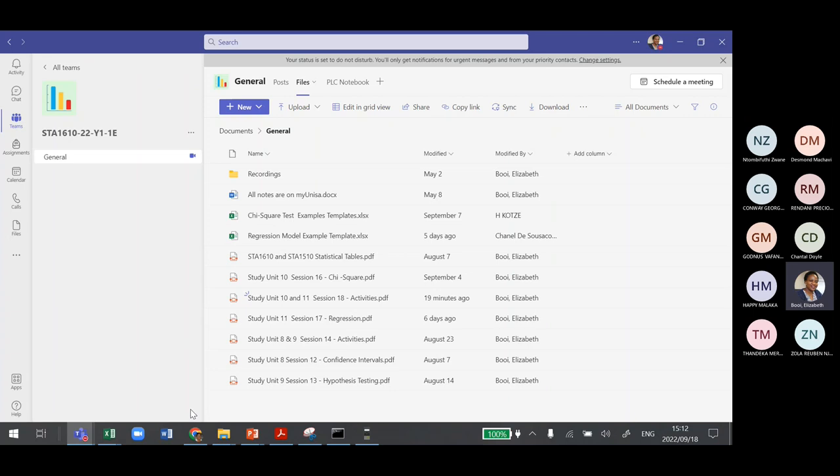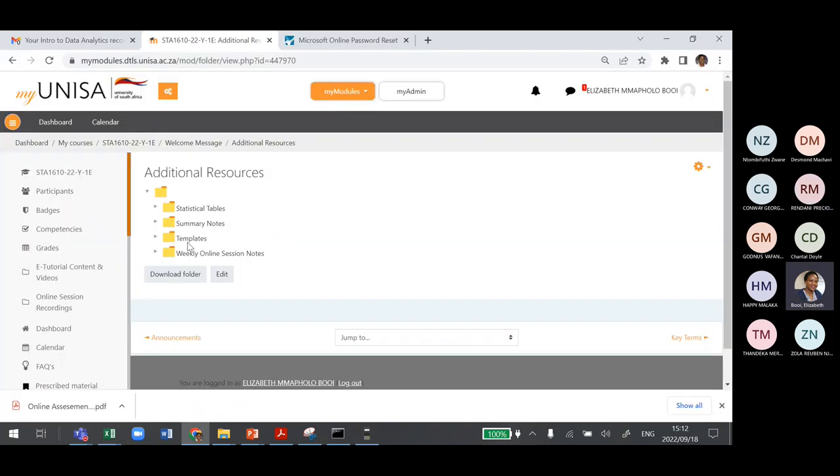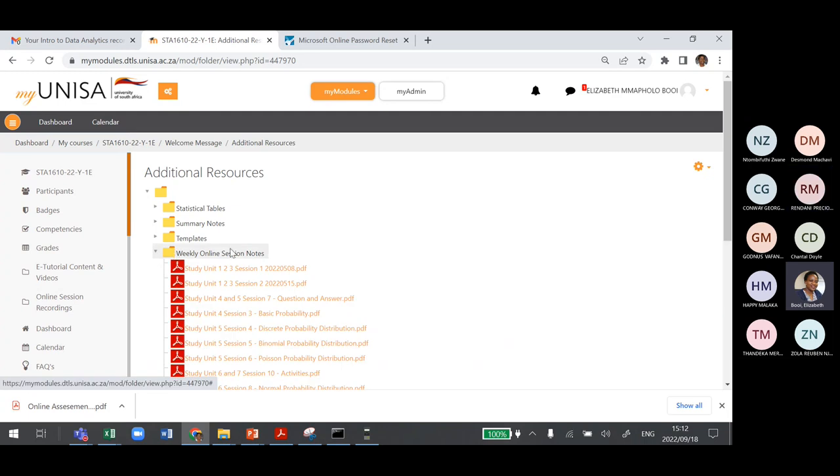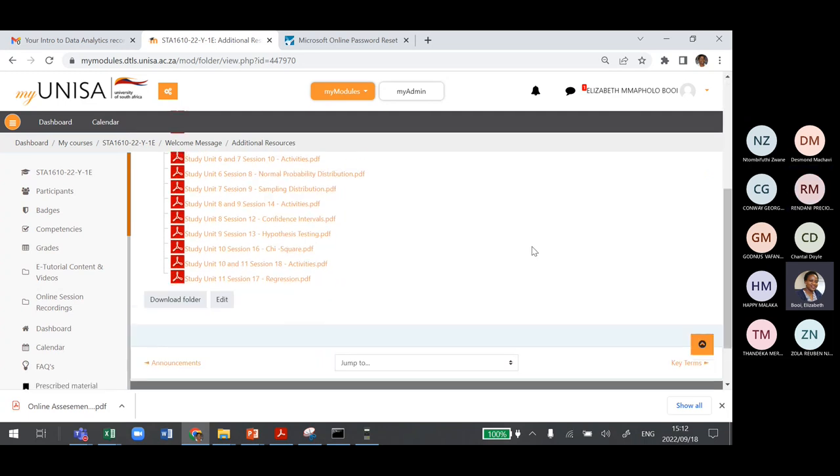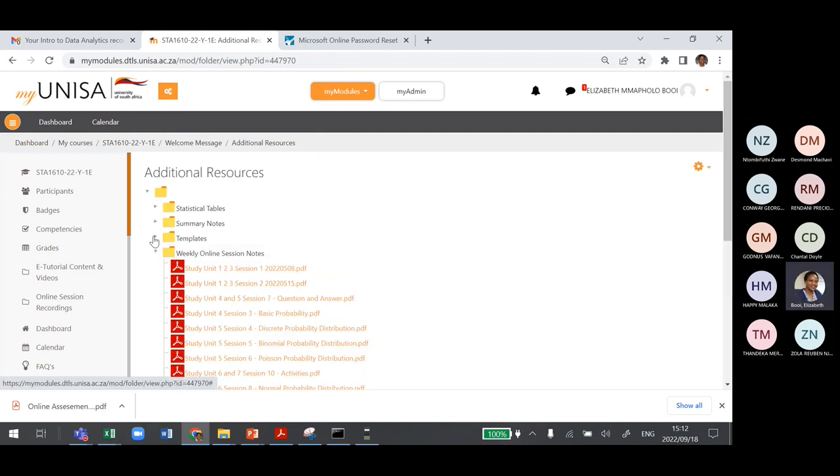And then if you are on my UNISA site, the templates are under templates, under additional resources. Today's notes, you will find under the weekly session. Probably it is called that, today's session. The study unit 10 and 11 activities, and then the notes and the templates, you will find them under templates.